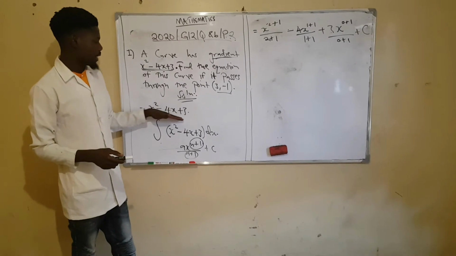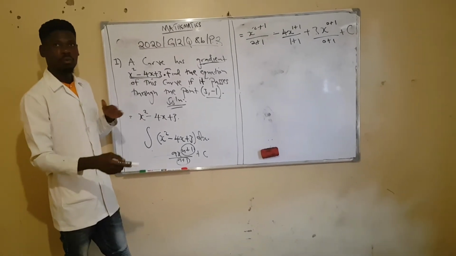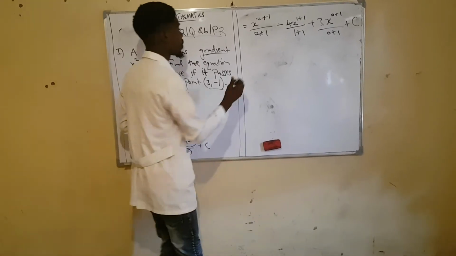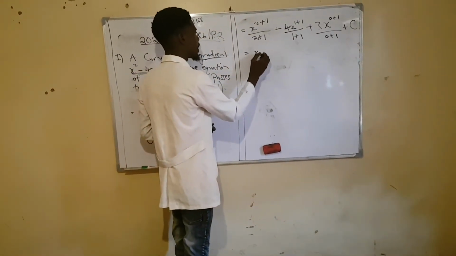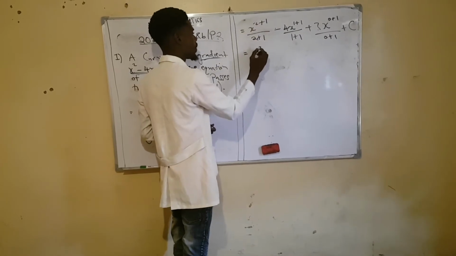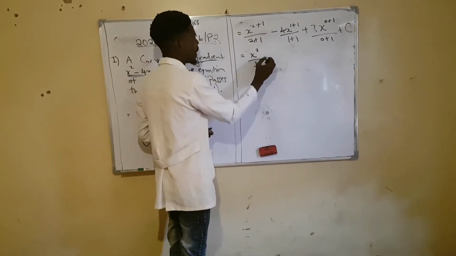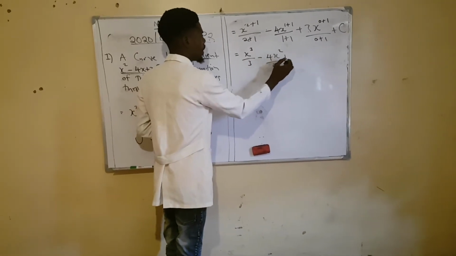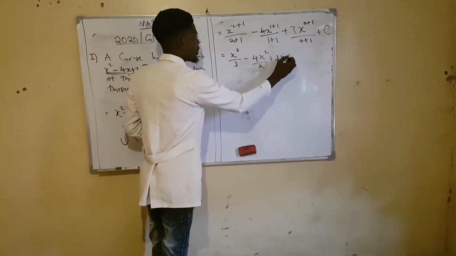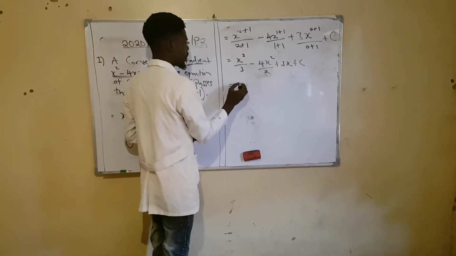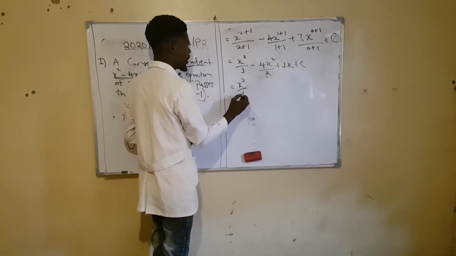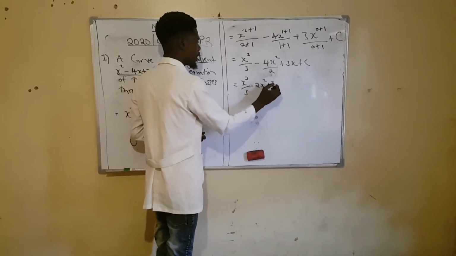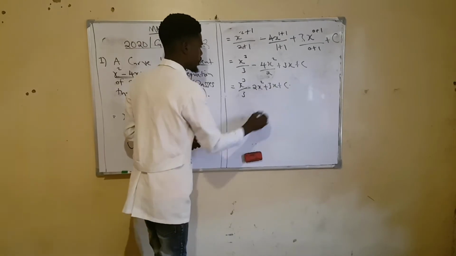This is actually the derivative, and then we are trying to find the integral of what we have been given. So we are going to say this is equal to x squared plus 1, we are going to have 3 over 3, okay? Then minus 4x to the power 2 over 2, then plus 3x plus c. So here you have x to the power 3 divided by 3, minus 2 into 4, it's 2x squared, plus 3x and then plus c.